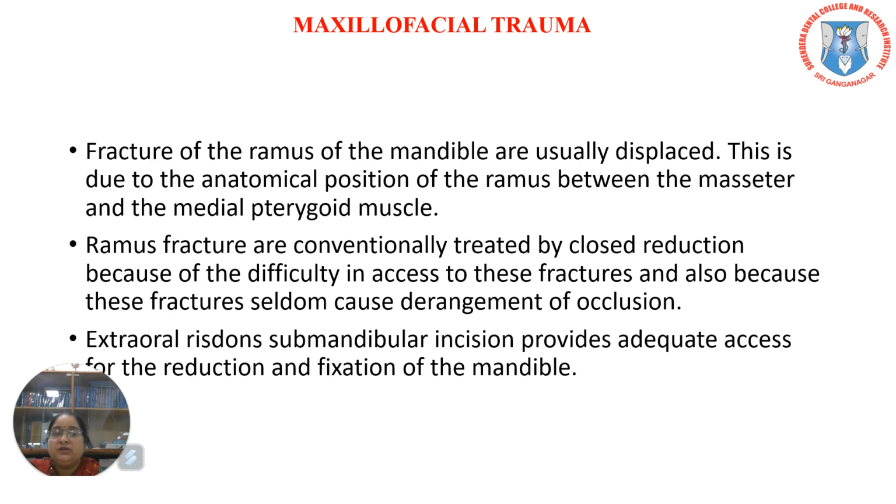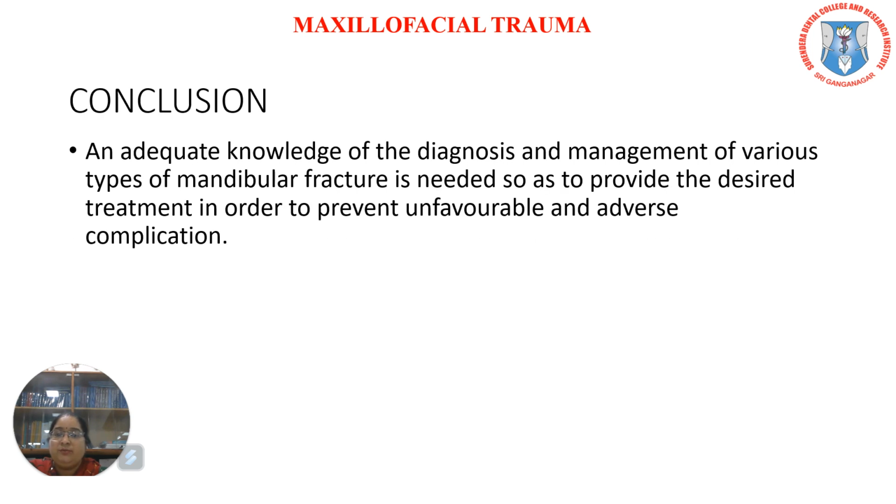Fractures of the ramus of the mandible are usually displaced. Why are they displaced? Because of the anatomical position of the ramus between the masseter and medial pterygoid muscles. Ramus fractures are conveniently treated by closed reduction because of difficulty in access to these fractures and also because these fractures seldom cause derangement of the occlusion. So maybe sometimes an extraoral retromandibular or submandibular incision provides adequate access for reduction and fixation of the mandible.